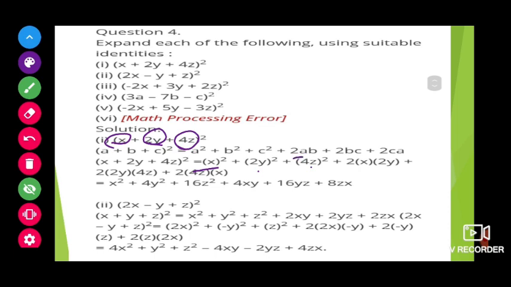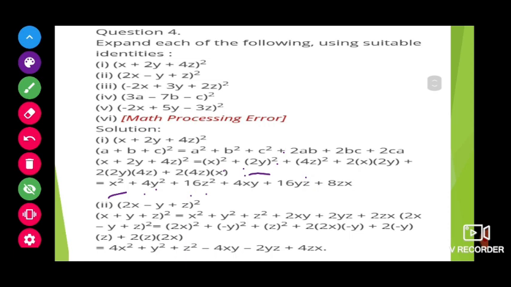2ab means 2 into x into 2y, 2bc means 2 into 2y into 4z, 2ca means 2 into 4z into x. Now simplify. x² as it is x², (2y)² means square is applicable for both 2 and y. So 2² means 4y². Next (4z)², the square is applicable for both 4 and z. So 4² is 16, z² is z² as it is.